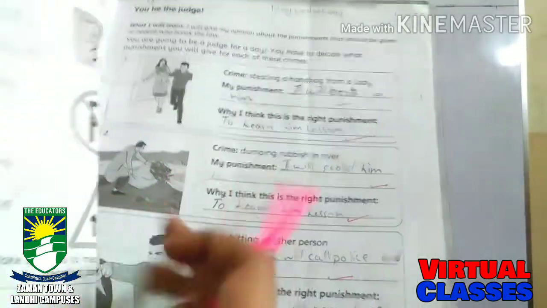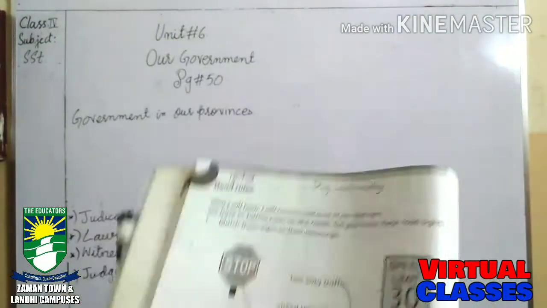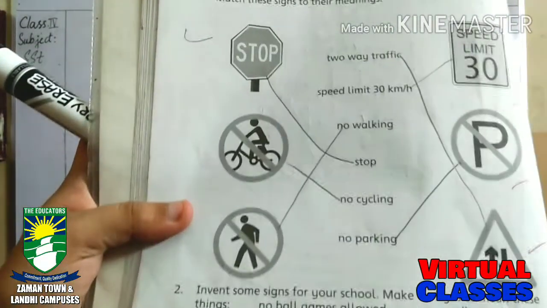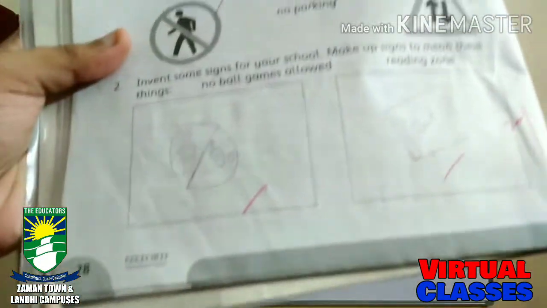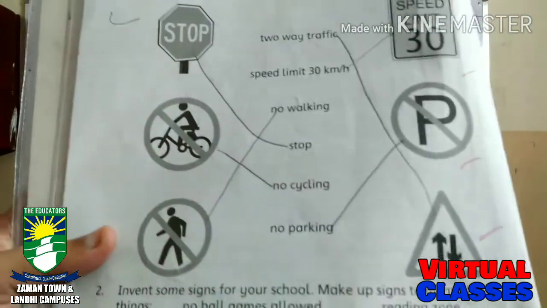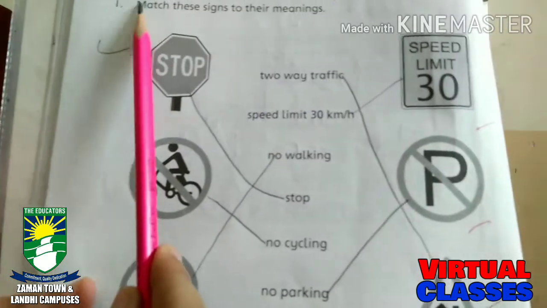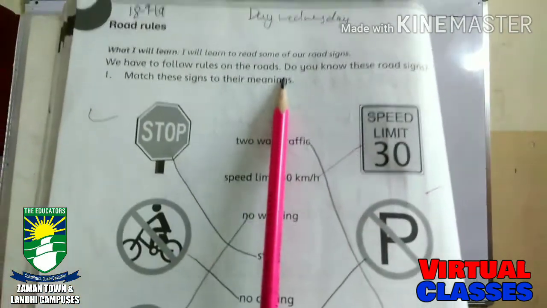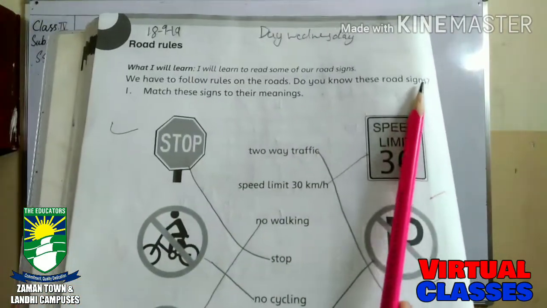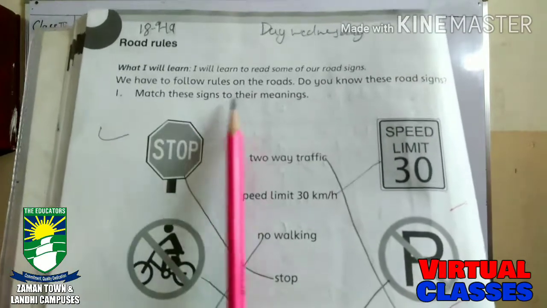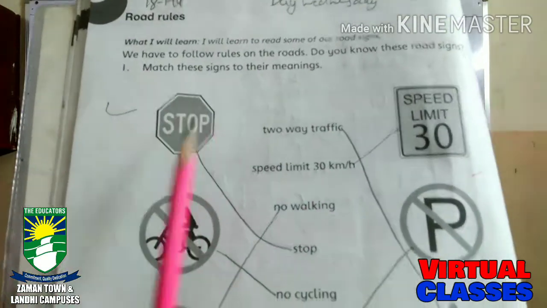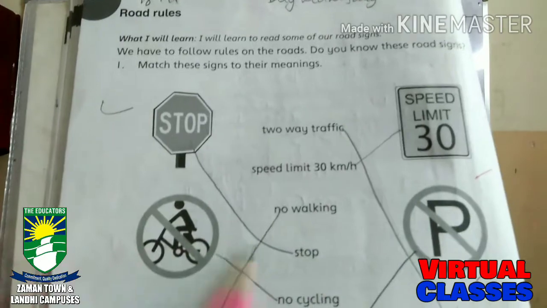Now turn the page, page number 28. Now this one, the question we are just reading: we have to follow rules on the road. Do you know these road signs? Match these signs to their meanings. Now we have road signs over here, and we will match their meanings.